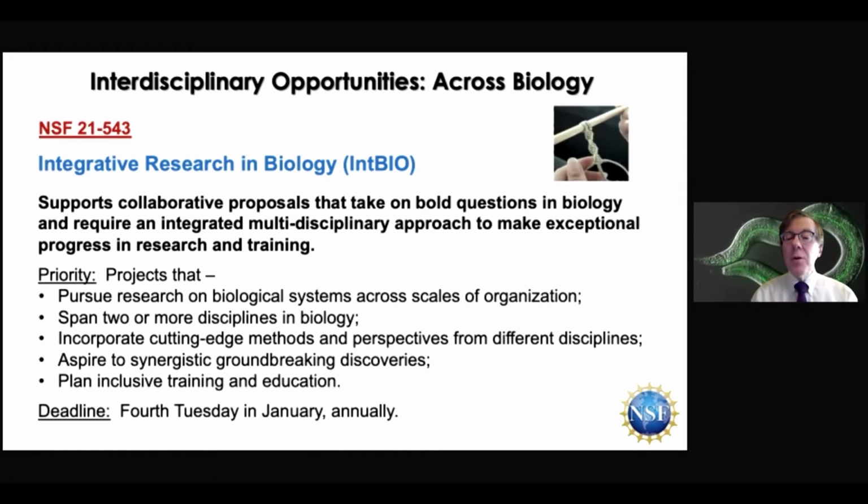Projects suitable for review in a single bio division, therefore, are not applicable for this program. Each proposal must be submitted to 2 of the bio divisions. And then in addition to those 2 bio divisions, fields beyond biology could be included if needed. Another important aspect of the IntBio program is the goal to train young researchers, diverse groups of young researchers, to be able to think and work across disciplines, in order to carry out this kind of synergistic research.